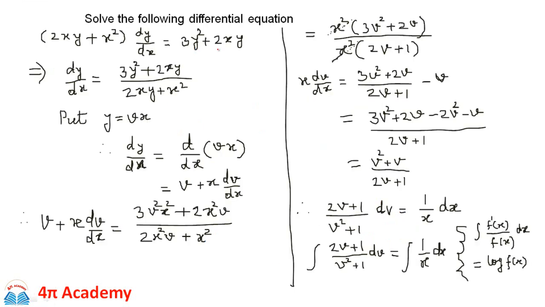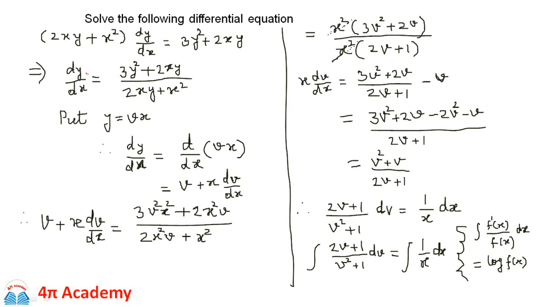We take one more problem on this homogeneous differential equation. So solve the following differential equation, which is 2xy plus x square dy by dx, and it is equal to 3y square plus 2xy. So now look here, the degree is 2, here x has degree 1, y has degree 1, so algebraic sum is 2. So this side has a degree which is 2, here y square has degree 2, x has degree 1, y has degree 1, so this also has degree 2.